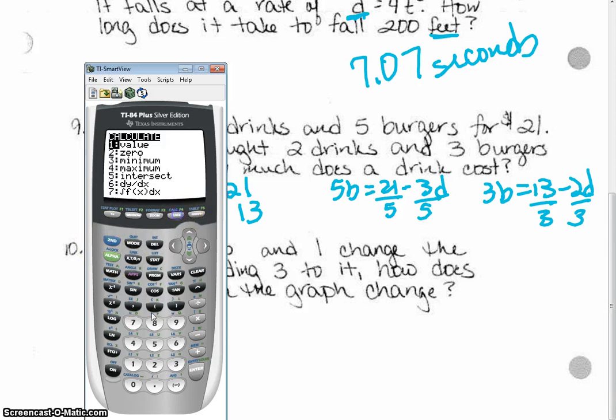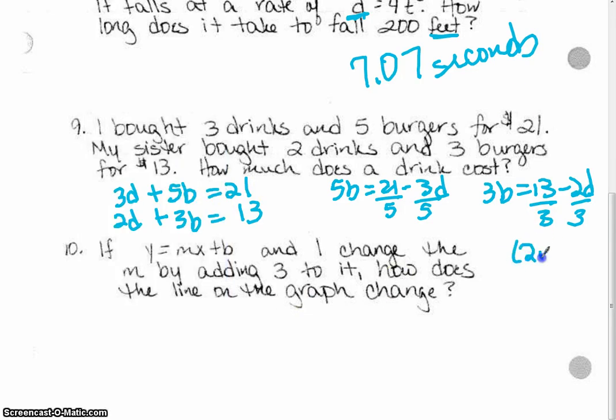I'm going to go second calc 5, let it draw. Enter, enter, enter. And x is 2 and y is 3, okay? So your answer here is 2 comma 3. Well, go back to your original problem. This is your x and this is your y. They want to know drinks, which is x, and so drinks cost $2.